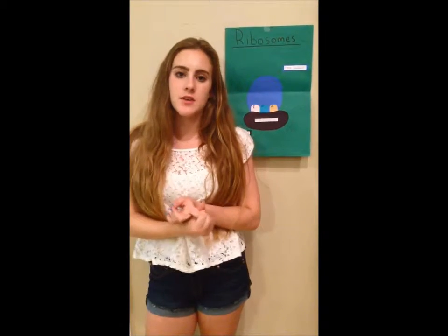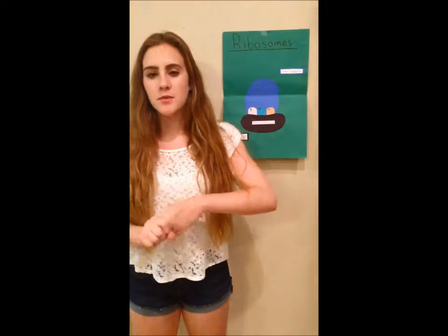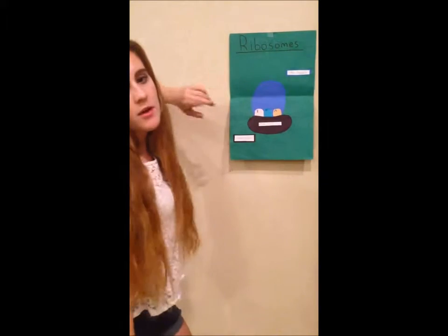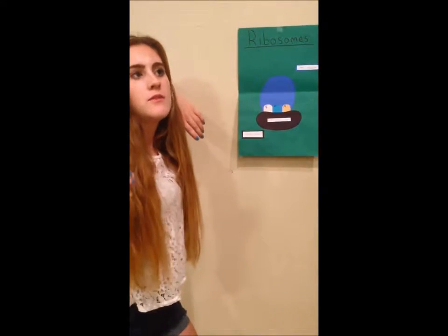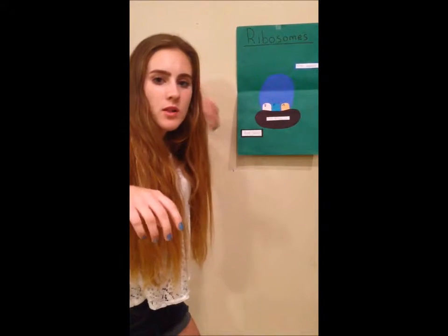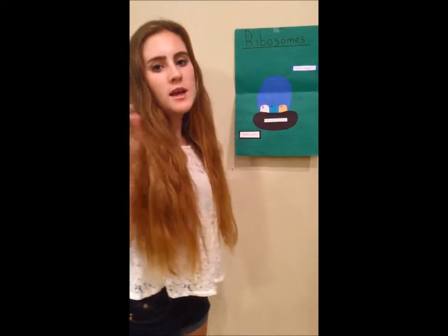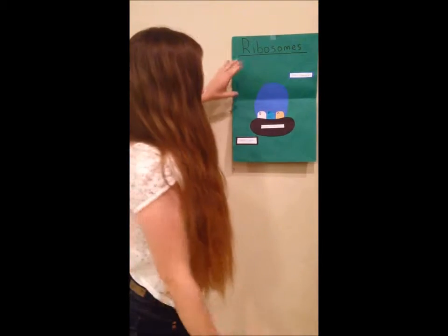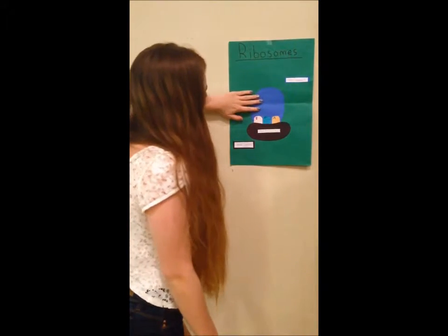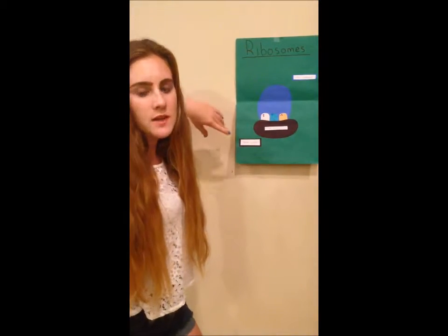Okay, so ribosomes are in charge of the specific couplings of tRNA anticodons with mRNA codons during protein synthesis. In a ribosome, there are 2 subunits, the large subunit and the small subunit. Each is made up of ribosomal RNA, which is made by RNA polymerase 1, and various proteins. The ribosomal subunits are made in the nucleolus of the nucleus.